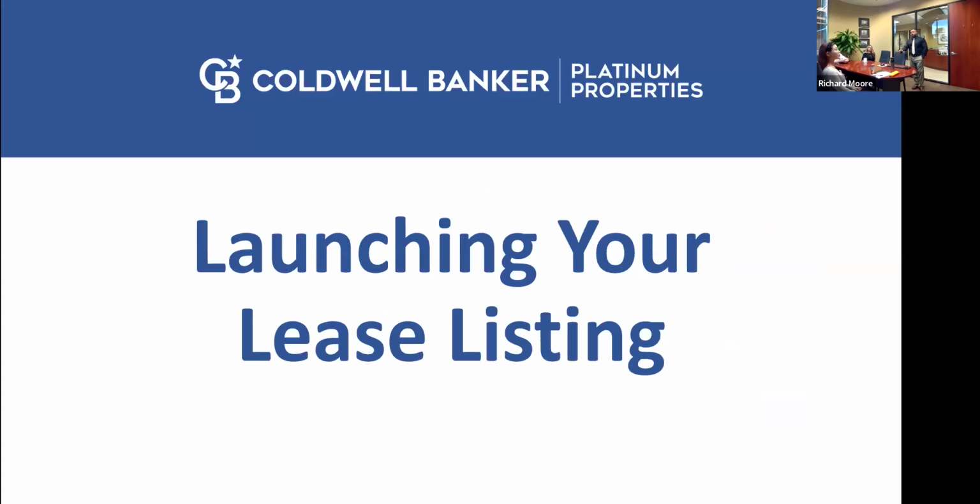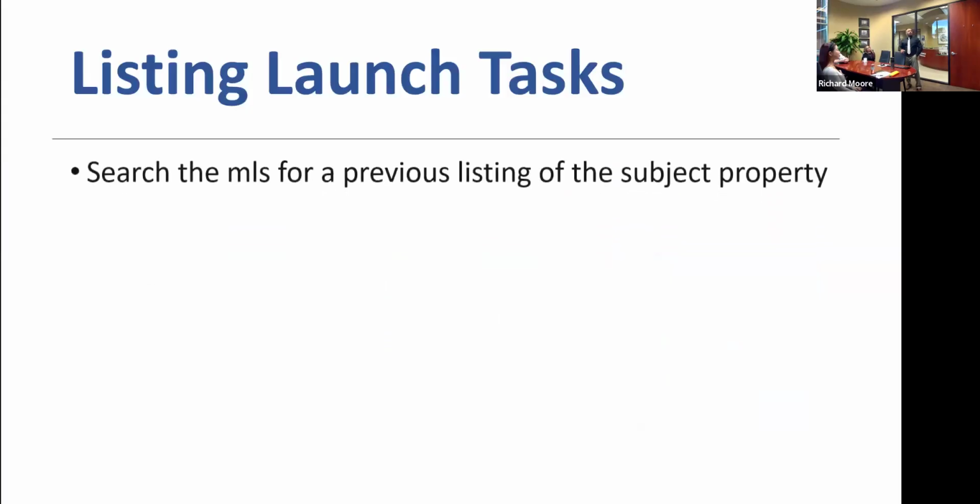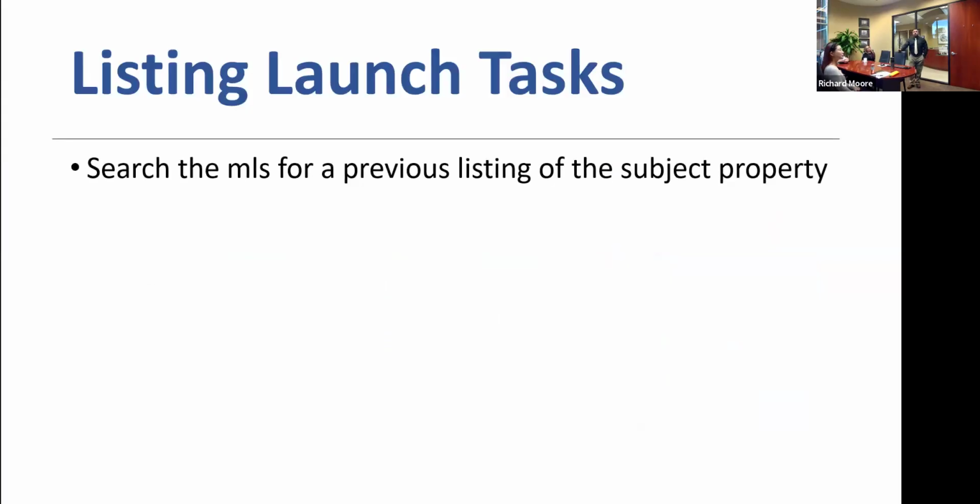Launch your lease listing. So now we're ready. Now we have everything ready to go. During the launch, you're going to enter the listing into the MLS, but before you do that, you're going to need to search the MLS for a previous listing of that property. Maybe it was listed with another agent for lease like a year ago, two years ago. So it's important to have that printout or reference, because you have to upload the listing into the MLS.